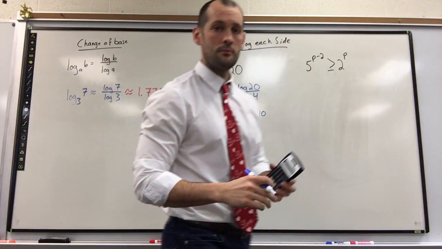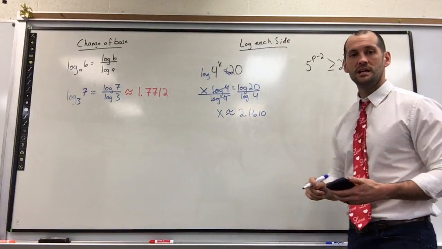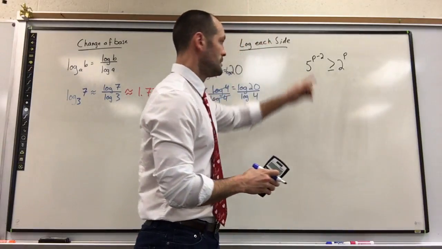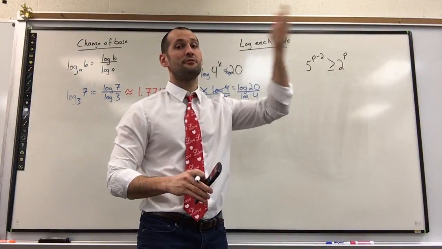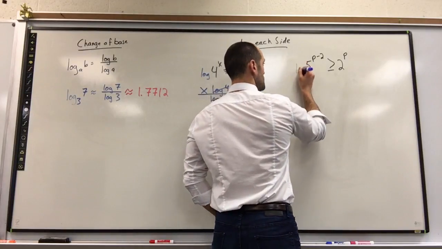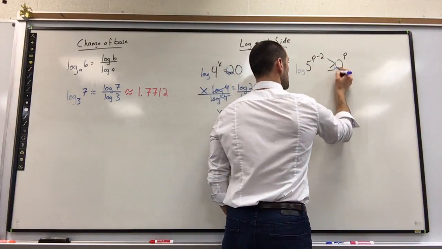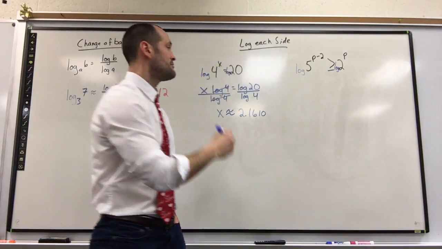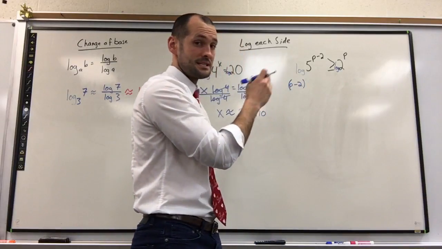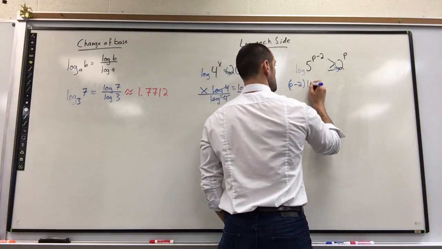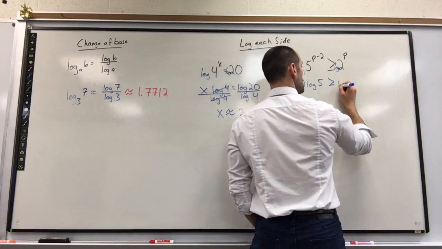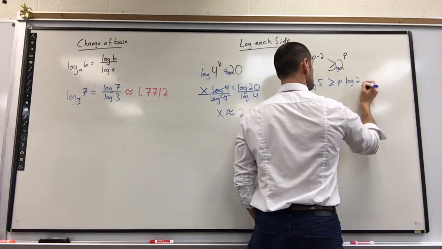One more. Woo! Nasty. Doesn't change what we do though. Where are my variables? They're in the exponent. I have to get them out front, meaning I'm going to have to take the log of both sides. Same process. Log, log. So now my variables are allowed to come out front. I got p minus 2 in parentheses, that's the entire exponent, times log of 5, greater than or equal to p log 2.